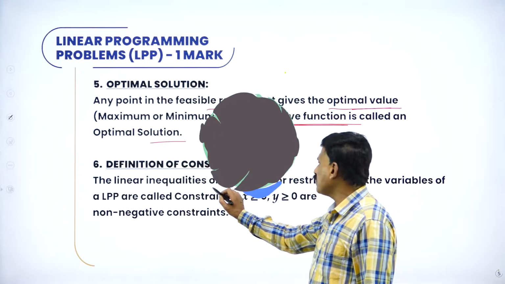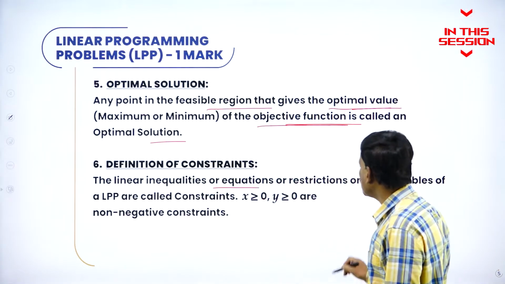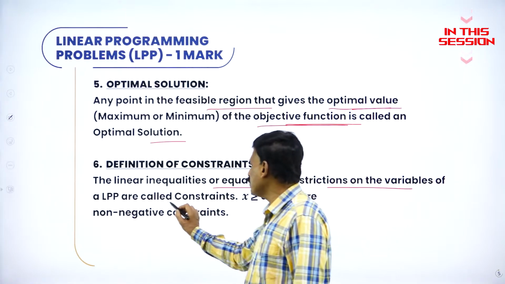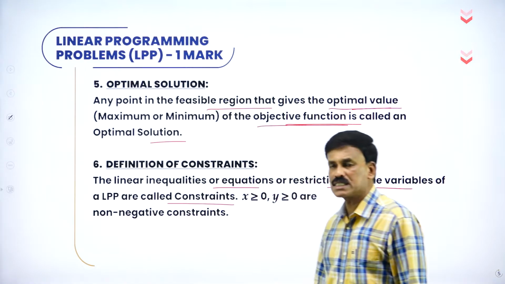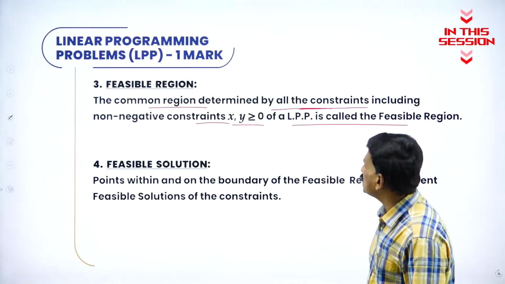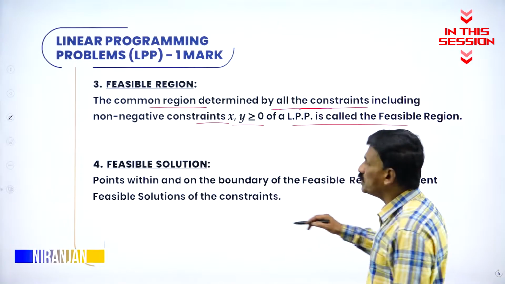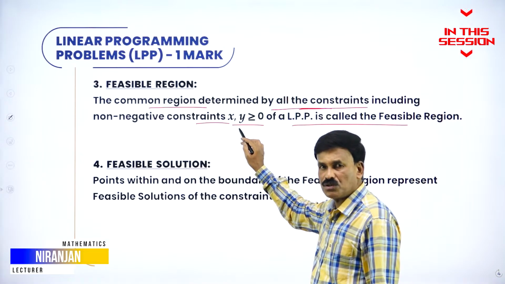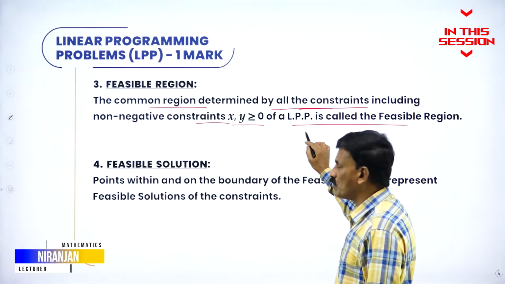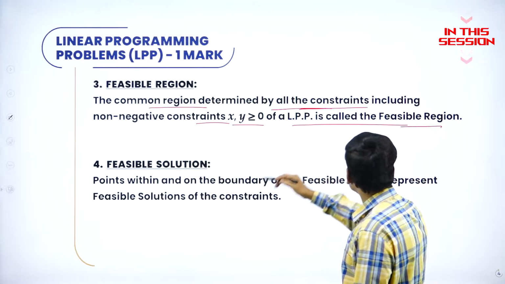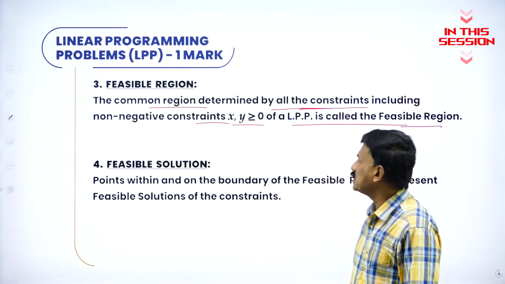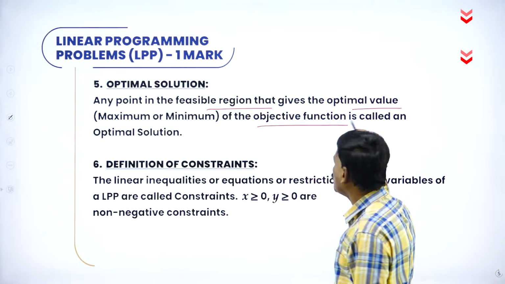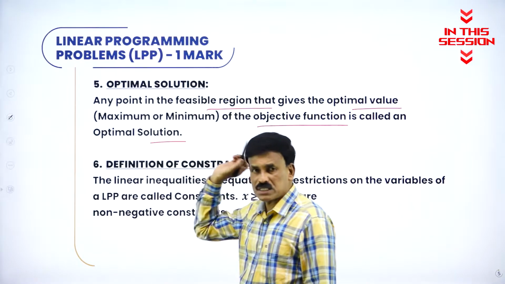The linear inequalities or equations or restrictions on the variables of a linear programming problem are called the constraints. The common region determined by all the constraints, including the non-negative constraints x is greater than or equal to 0 and y is greater than or equal to 0 of a linear programming problem, is called the feasible region. The maximum or minimum value of the objective function is called the optimal solution.